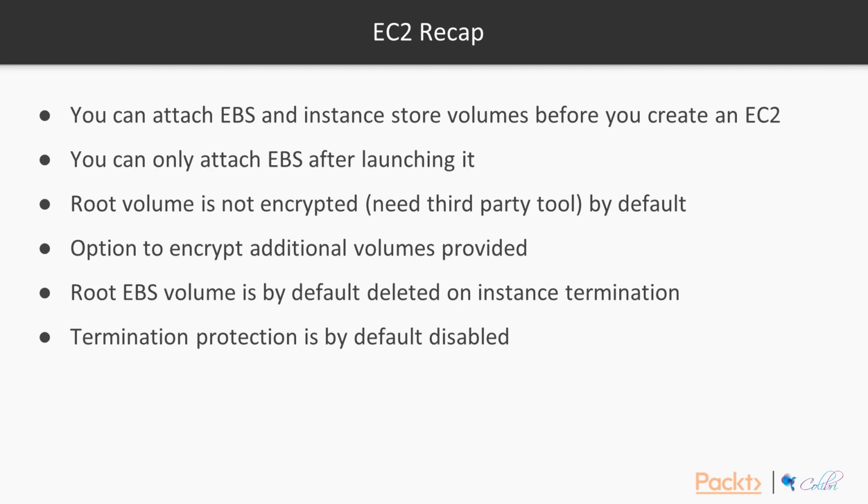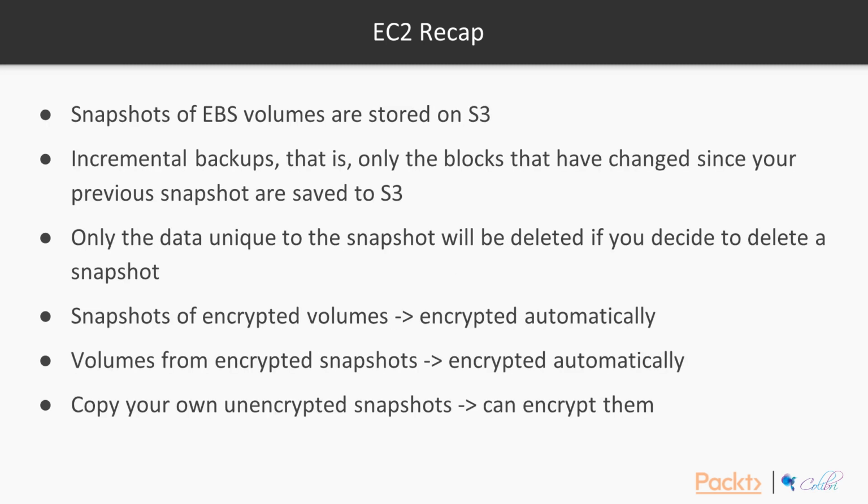Termination protection is by default disabled, but if you enable it, you will prevent users from accidentally deleting your EC2 instance. Then we talked about snapshots. Snapshots are copies of EBS volumes and are stored on S3. They are incremental backups, that is, only the blocks that have changed since your previous snapshot are saved to S3.